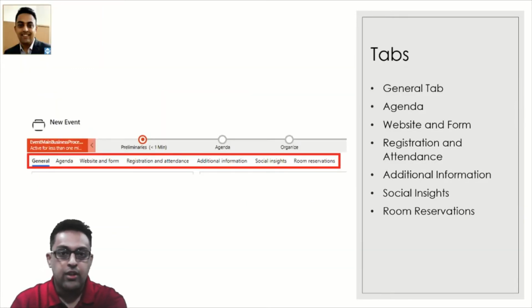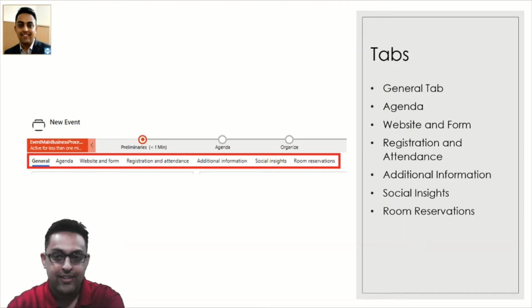So what exists within an event? There are tons of things within an event: the General tab, agenda, website and forms, registration and attendance, additional information, social insights, room reservation. So you can completely understand the breadth and width of what this particular feature is capable of doing within the Dynamics 365 marketing app. Now, for what we have been waiting, quickly getting into the demo, guys.